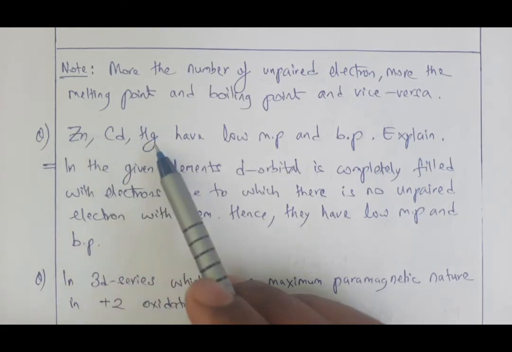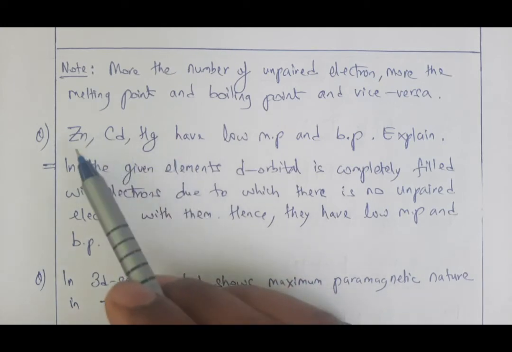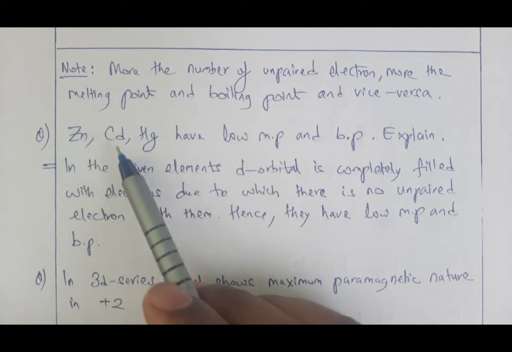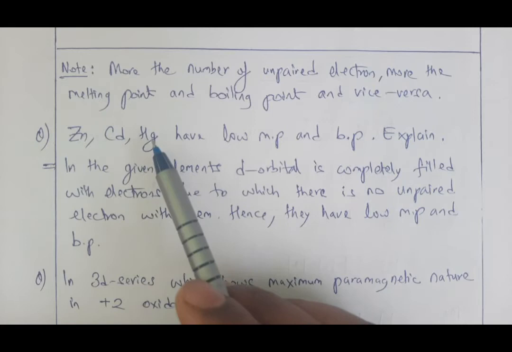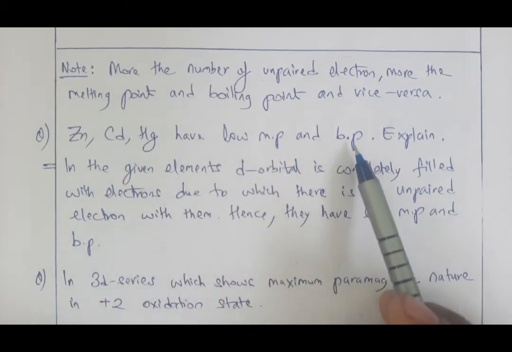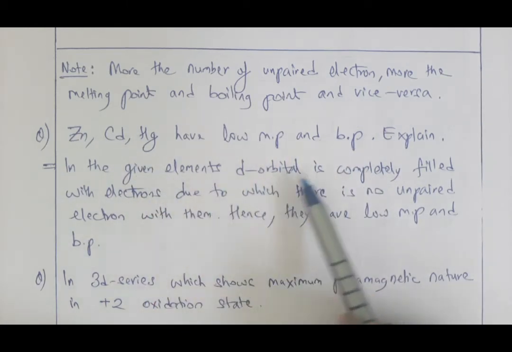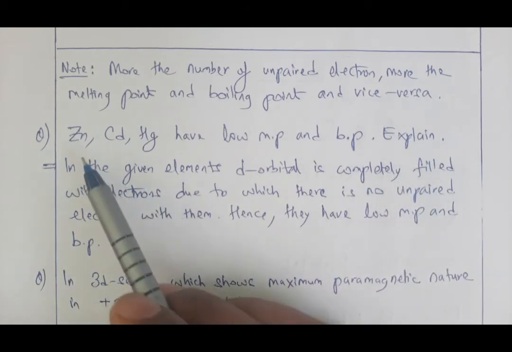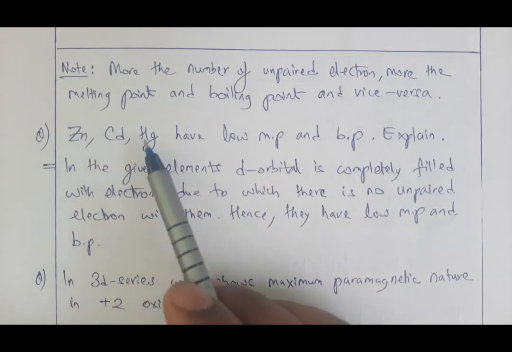And in all these last elements, the d orbital is completely filled. I have shown you in case of zinc. Similarly, the same thing happens in case of the 4d series with cadmium, in the 5d series with mercury. So their d orbital is completely filled with electrons, means they don't have any unpaired electrons. As a result, they have low melting point and boiling point. In the given elements, the d orbital is completely filled with electrons. I have shown you in case of zinc, the same thing will happen in cadmium and mercury also.